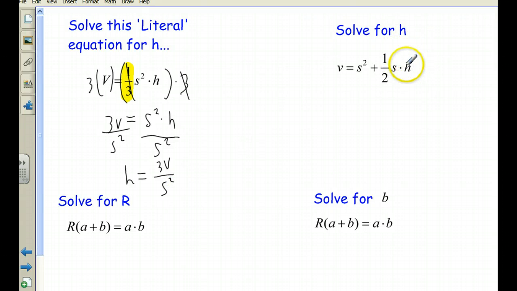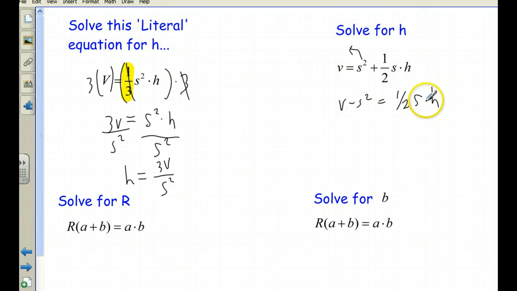Here we're going to solve for h. And again, it's just going to be a couple steps here. This first step is really important that you see. We have something plus something where we want to solve for this variable. The first thing you need to do is get this guy out of there. V minus s squared equals 1/2 s times h.